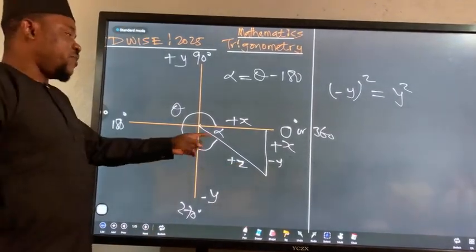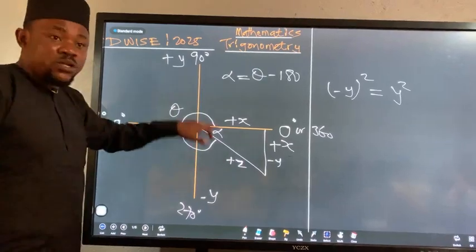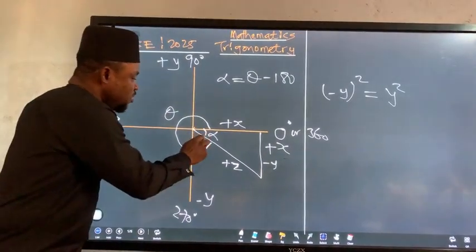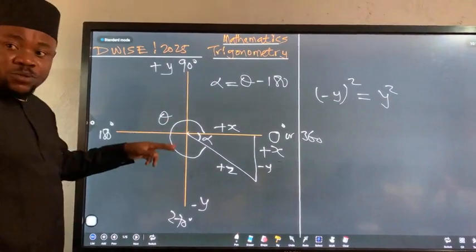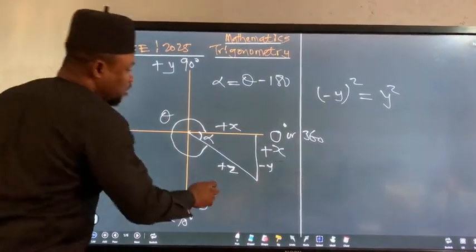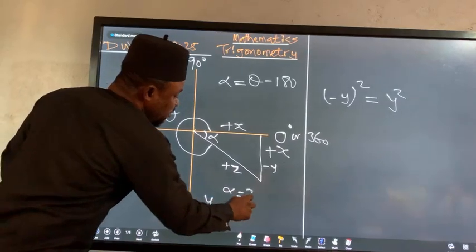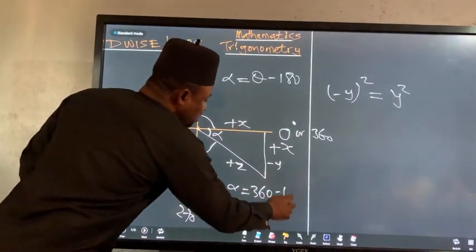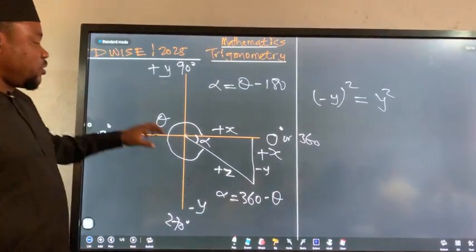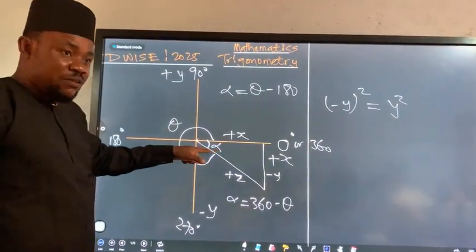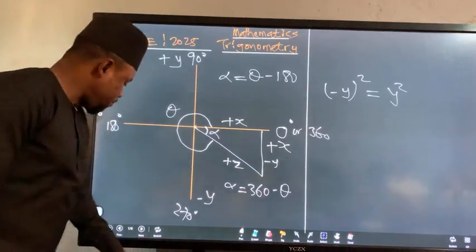How do I get alpha? Alpha plus theta is equal to 360 degrees. Are you seeing that? It's a complete circle. So I'm going to have here now that alpha is going to be 360 minus theta. So if you take theta from 360, you get alpha. Are you getting that?